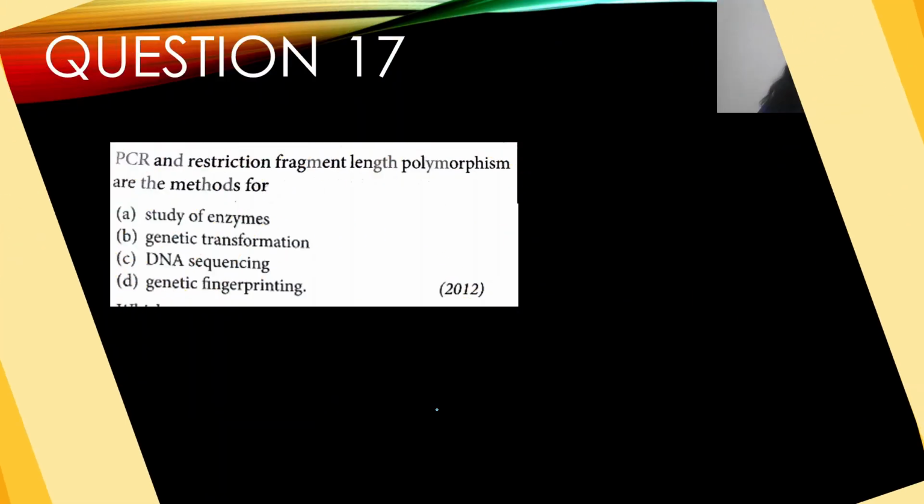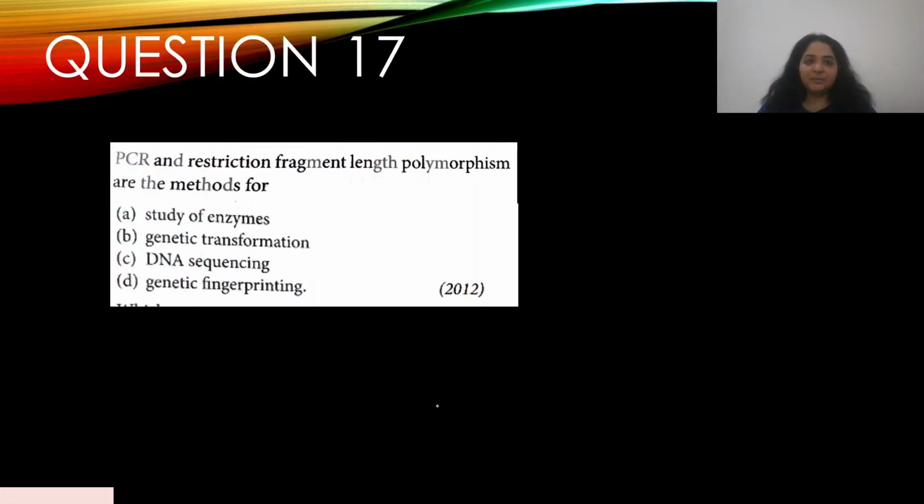Let's move on. Question number 17. PCR and restriction fragment length polymorphism, also known as RFLP, are the methods for, and this appeared in 2012, A. Study of enzymes, B. Genetic transformation, C. DNA sequencing, D. Genetic fingerprinting. So PCR and RFLP are methods for D. Genetic fingerprinting. So the answer is D.